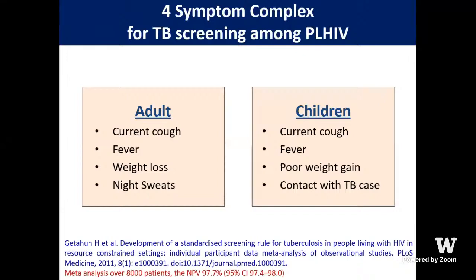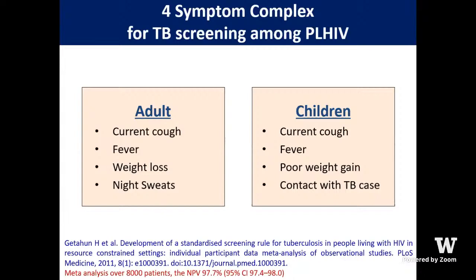The 4 symptom complex. In children, same thing: fever, cough, only thing, instead of weight loss, here failure to thrive, poor weight gain. And the fourth thing is the contact with a TB case. Very, very important. Here, retrospectively you are going to look for the contact in the parents or the grandparents, the household contacts in children. So contact history is very, very important in CLHIV, children living with HIV. So this is a very important tool for us in a crowded place.